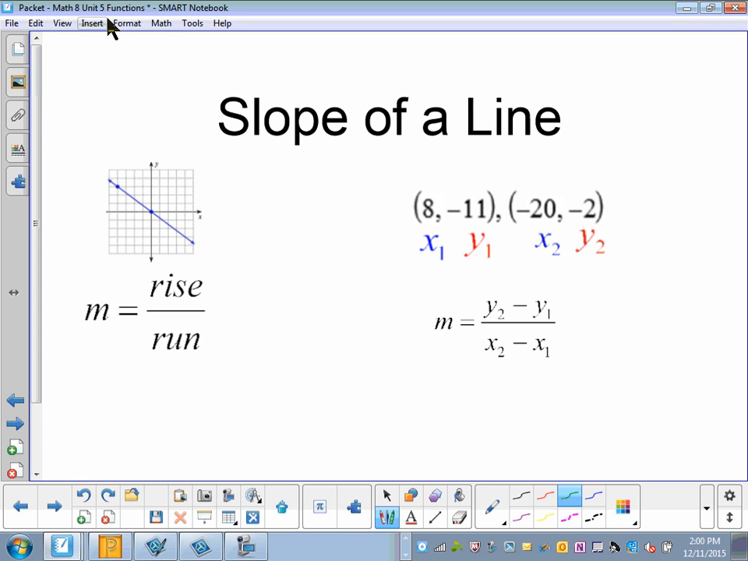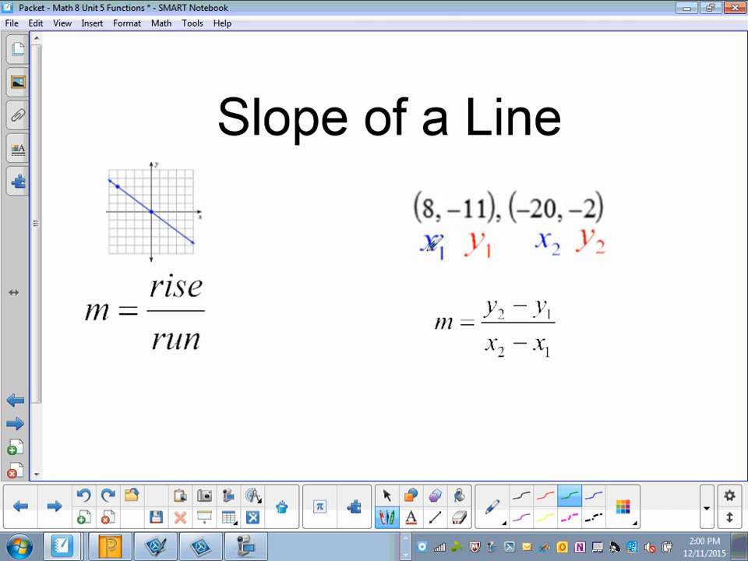Today we'll be calculating the slope of a line. We'll be calculating the slope of a graph, and we will use the formula m is equal to rise over run, where m represents slope. We'll also be calculating the slope of a line given 2 points.